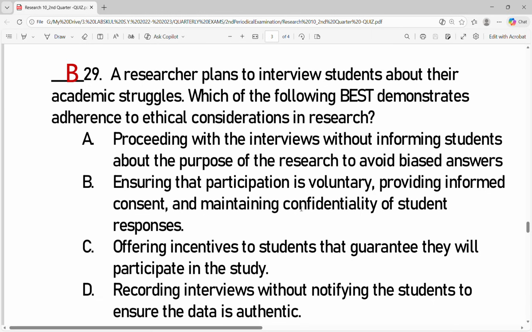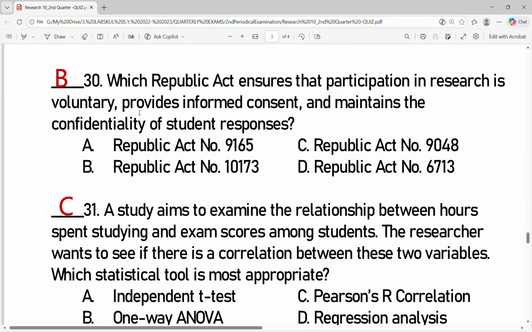So the answer in number 29 is letter B, ensuring that participation is voluntary, providing informed consent and maintaining confidentiality of student responses. Number 30, which Republic Act ensures that participation in research is voluntary, provides informed consent, and maintains confidentiality of student responses? So the answer here is RA number 10173. So di ba, amo nang reason nga make sure gid naton nga may informed consent kita when we conduct the research, when we let the participants answer our research question.